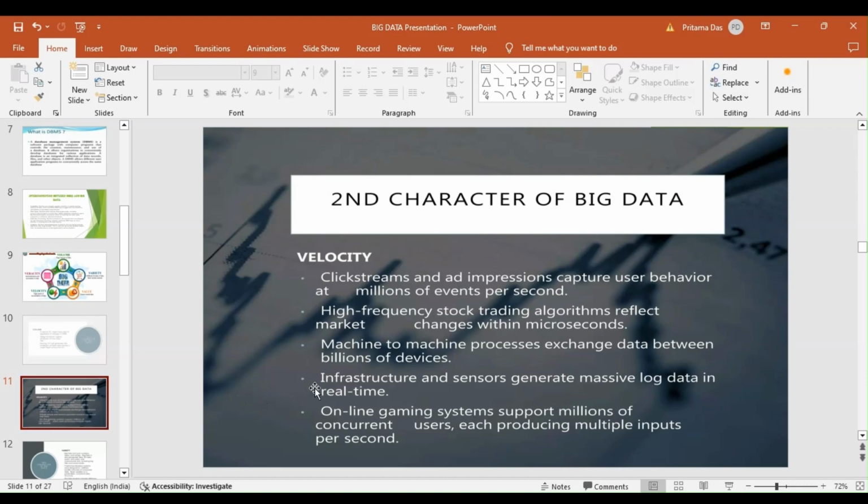Like high frequency stock trading, algorithms reflect market changes within microseconds. Machine to machine processes exchange data between billions of devices. So you can understand the data is generated per second, less than a minute.